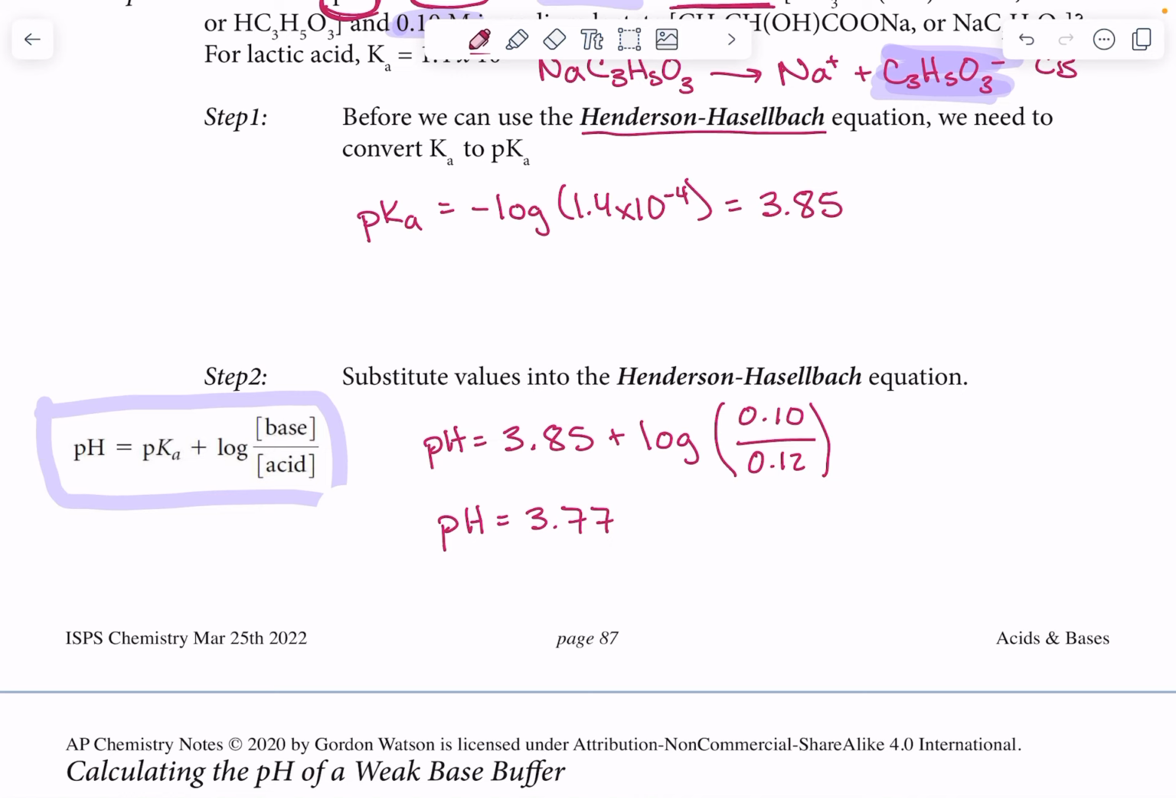So go ahead and make sure that you plug that into your calculator, check my work, make sure that you get the same answer as me. As always, I think I'm right, but I could not be right.